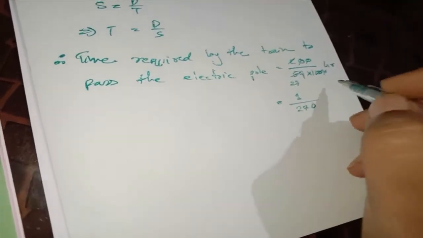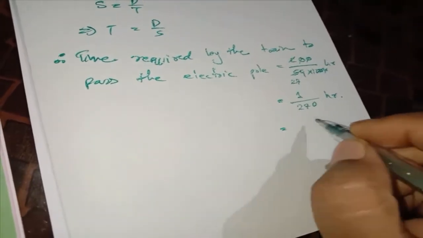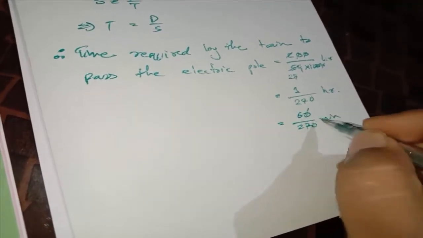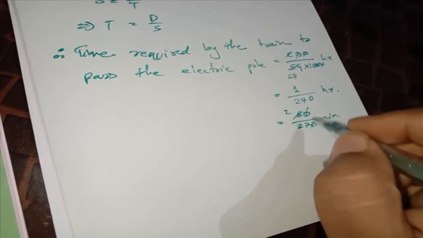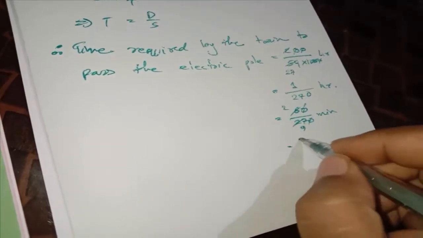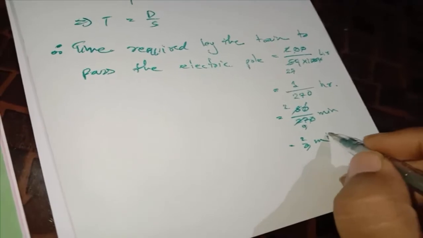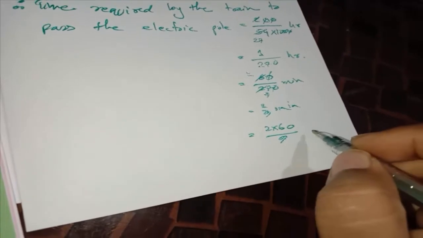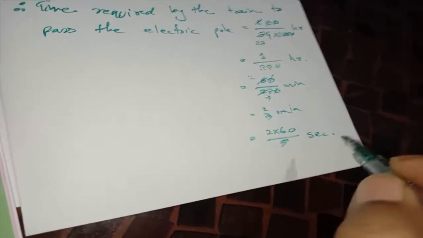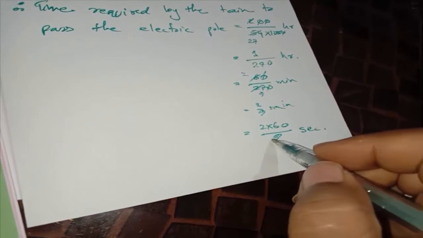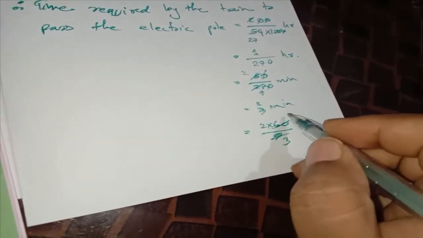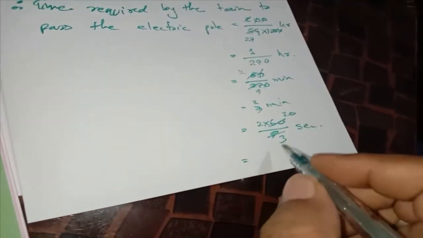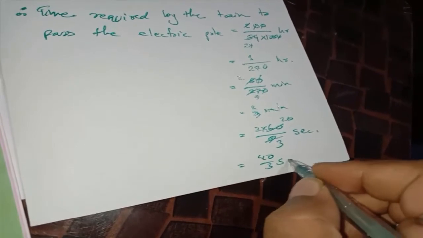Okay, now this is in hours. We can convert it into minutes by multiplying it with 60. So 60 by 270 minutes. 0 0 cancel out. 3 2 times, 3 9 times. So 2 by 9 minute. Or we can convert it into seconds also. So 2 into 60 by 9 seconds. So 3 3s are 9, 3 into 20 equals 60. So this will be 40 by 3 seconds.